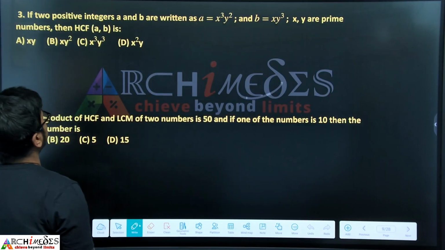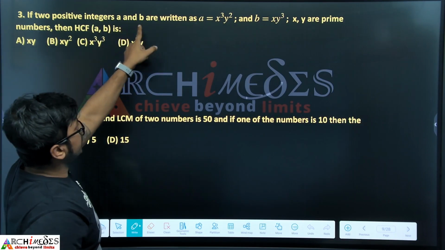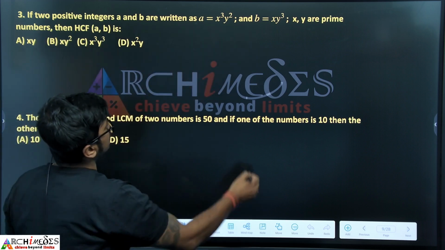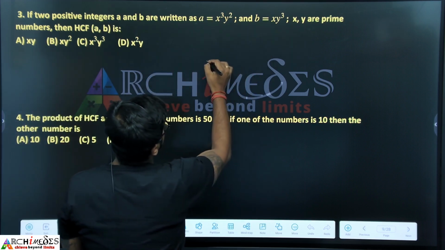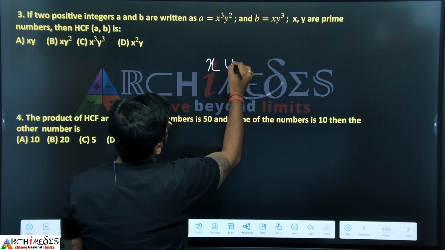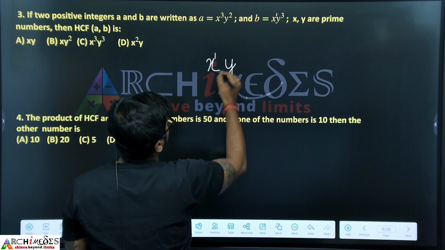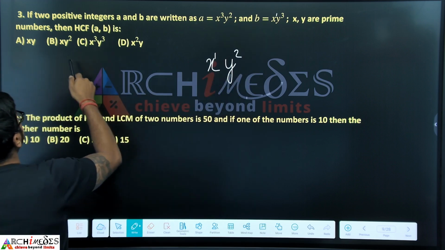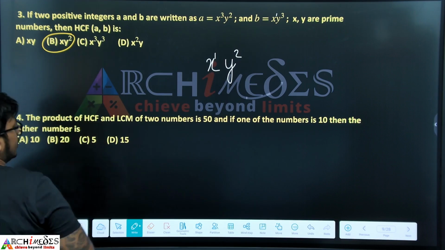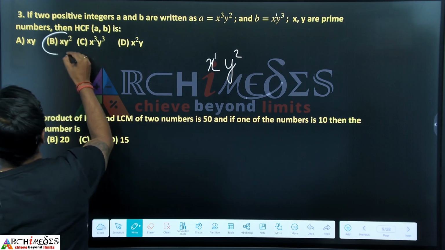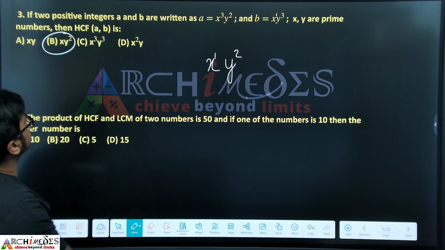Now look over it. If two positive integers a and b are written in terms of x and y, then what is the HCF? We know HCF is the common primes x and y with their lowest power. So the lowest power of x is 1 here and the lowest power of y is 2. So xy square is the answer. Clear? Any doubt? It's very easy. Any doubt up to here?